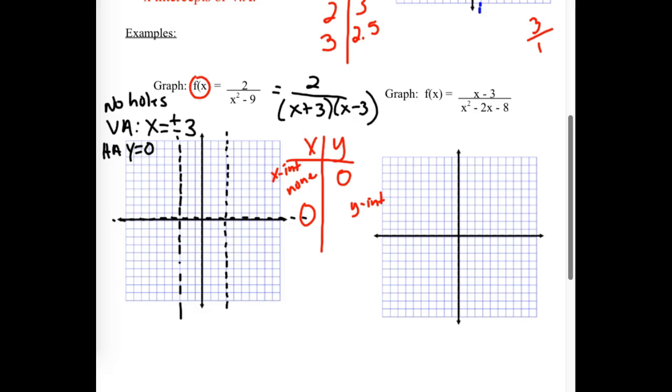But if I put a 0 in for x, now I end up with 2 over negative 9. So negative 2/9 is going to be my y-intercept. All right, so let's go ahead and fill that in. Not quite negative 1/3. 3/9 would be 1/3. Okay, but that doesn't help me a whole lot because my vertical asymptotes have split my grid into 3 sections. And then I have a horizontal one, so I have kind of 6 different chunks on this grid that I have to figure out where are my graphs going to show up.